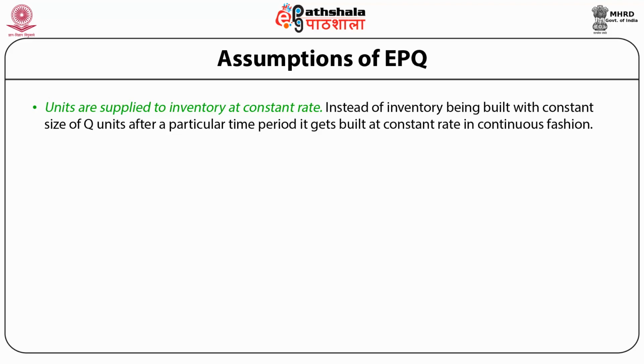For instance, in the EOQ model, a batch size of 50 was supplied after a fixed time period when daily demand was of 10 units. But in the EPQ model, only 10 units would be supplied per day to fulfill demand of 50 units in 5 days. Any gap between production and usage rate is constant.